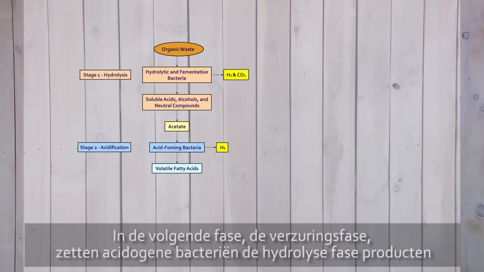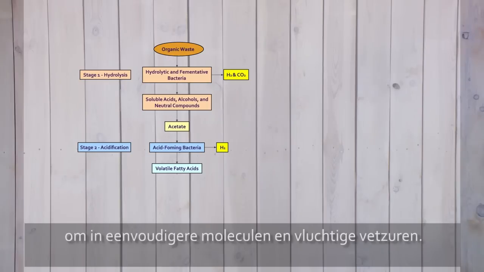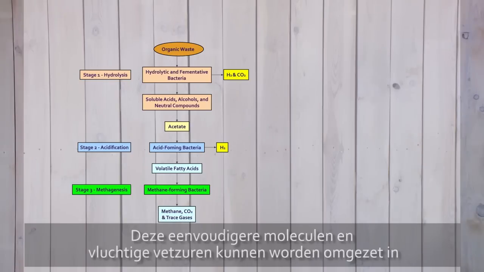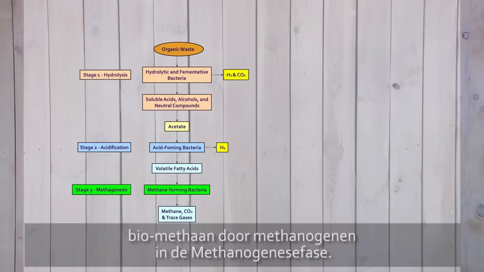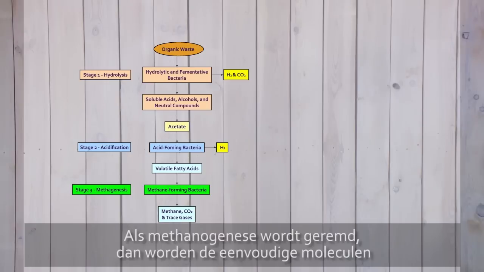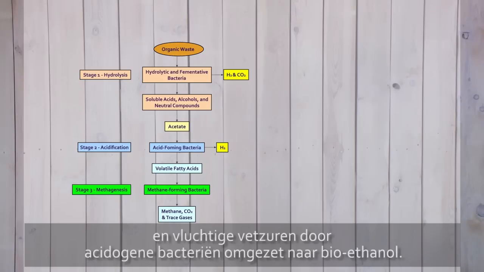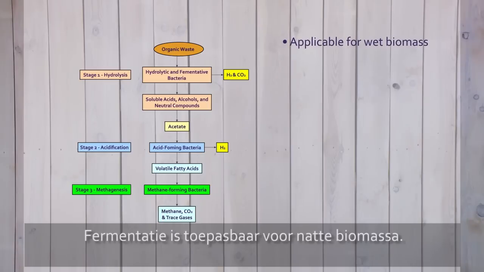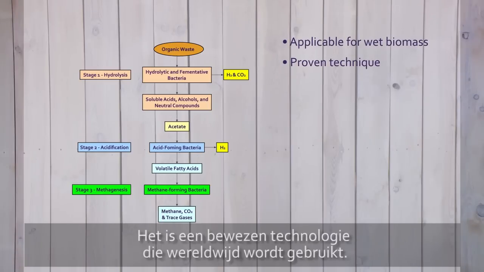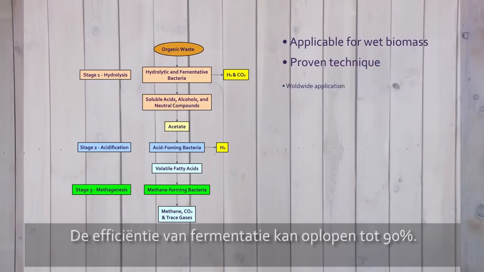In the next stage, the acidification stage, acidogenic bacteria break the hydrolysis stage products into simpler molecules and volatile fatty acids. These simpler molecules and volatile fatty acids can be transformed to biomethane by methanogens. This is done in the methanogenesis stage. If methanogenesis is inhibited, acidogenic bacteria will transform the simpler molecules and volatile fatty acids to bioethanol. Fermentation is applicable for wet biomass. It is a proven technology that is used worldwide. The efficiency of fermentation based on organic dry matter can be up to 90%.